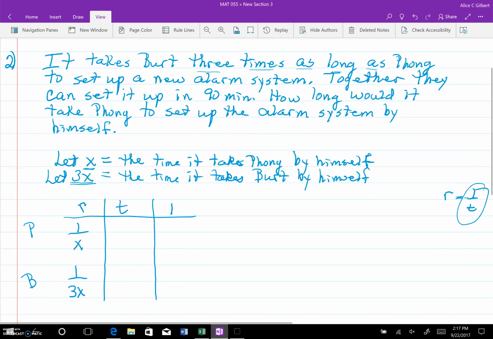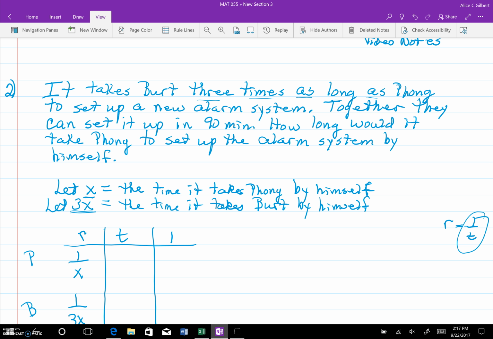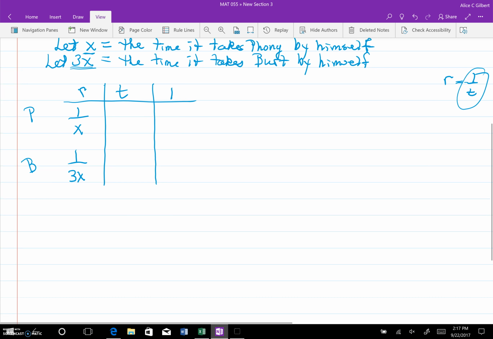And the time it takes them together, they can do it in 90 minutes. And remember, this is time together. So it takes them 90 minutes when they work together. So now I just need to multiply this up. 1 times 90 is 90. And x times 1 is x. 1 times 90 is 90. And 3x times 1 is 3x.